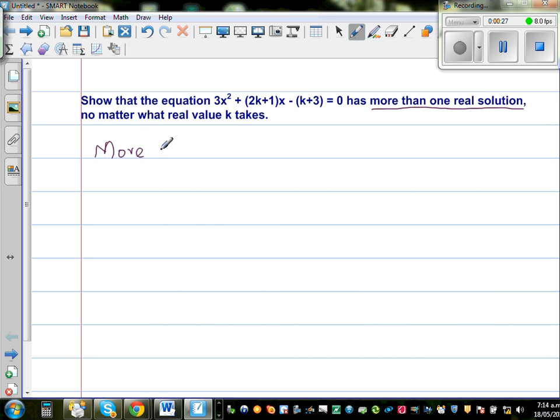So more than one root, more than one real solution. In simple language, this means this quadratic equation has two real solutions. Or let me write, two real solutions.